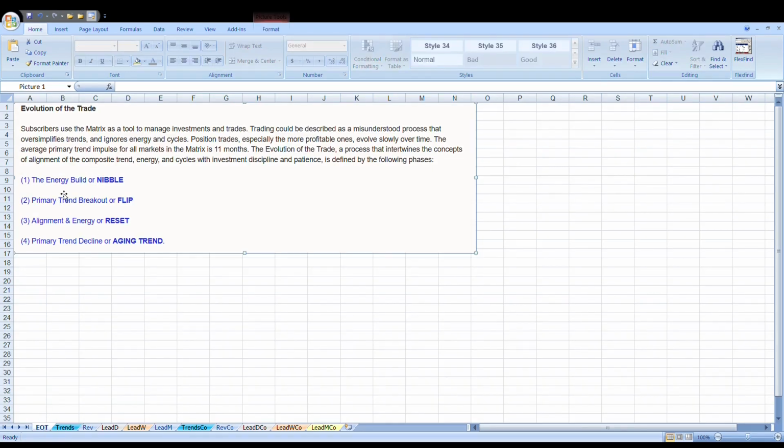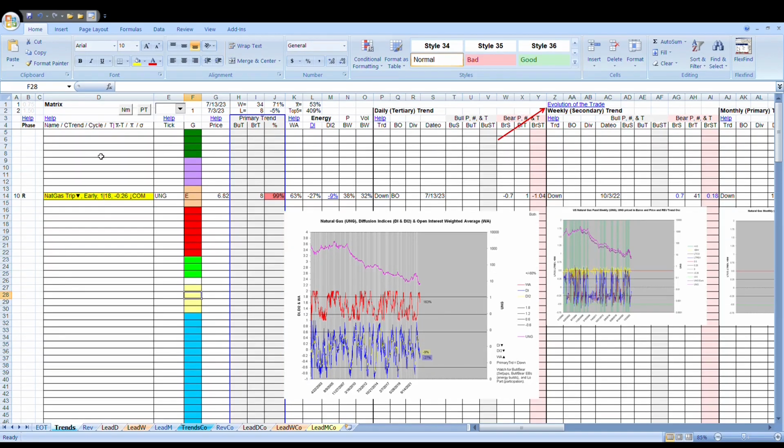We talk about a nibble, flip, reset, and really an aging trend or primary trend decline. When you look inside the trends tab and everything's highlighted yellow, that's a reset. And that's what we're looking for in terms of anything that's early cycle, mid-cycle type.